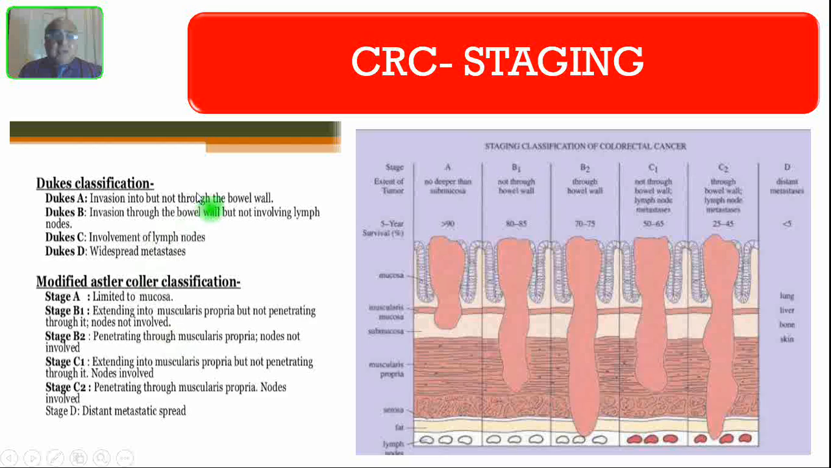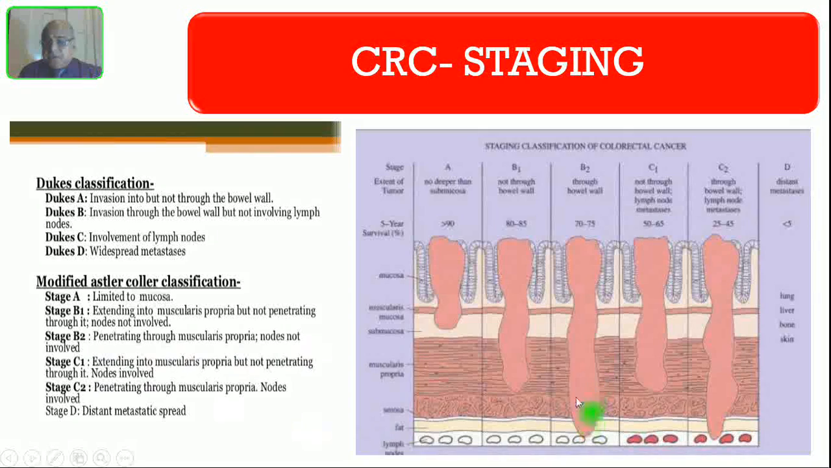But nowadays we are using the modified Astler-Coller classification. In this classification, in stage A, the tumor is limited to the mucosa. You can see that, this is the mucosa. In stage B1, it is extending into the muscularis propria but not penetrating through it, nodes are not involved. In B2, it is penetrating through the muscularis propria, nodes not involved.